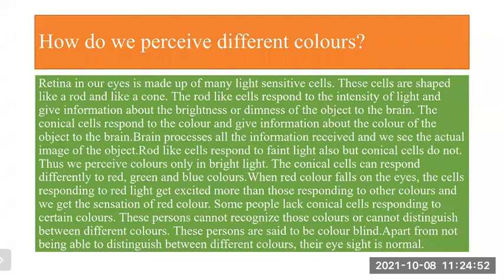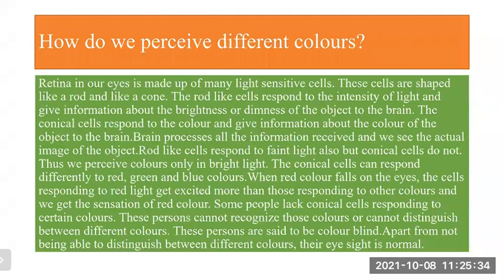Now, the conical cells can respond differently to red, green, and blue colors. They will give different responses to the red color, green color, and the blue color. Now, when red color falls on the eyes, the cells responding to the red light get excited. When the red light enters your eyes, the cells which respond to the red light will get more excited than those responding to the other colors. And we get the sensation of the red color.